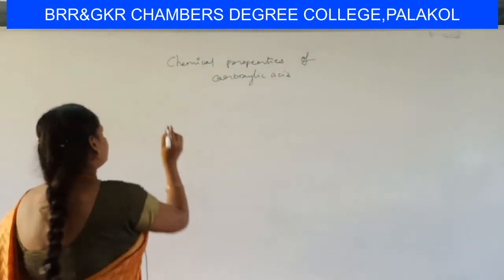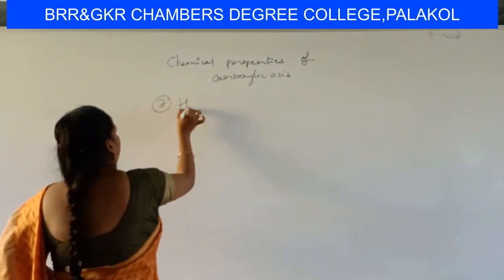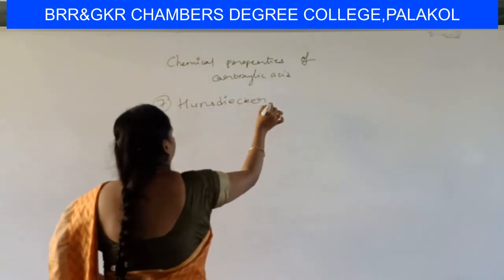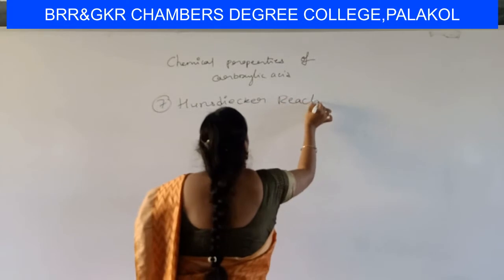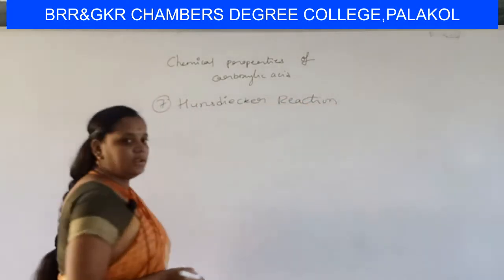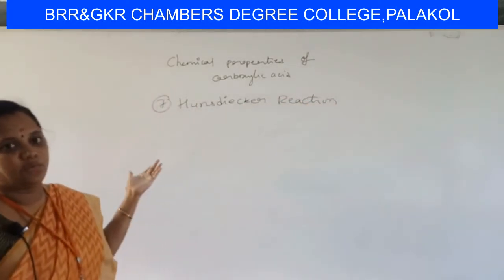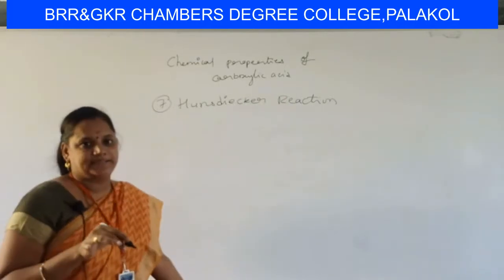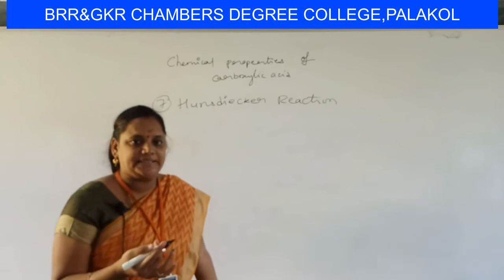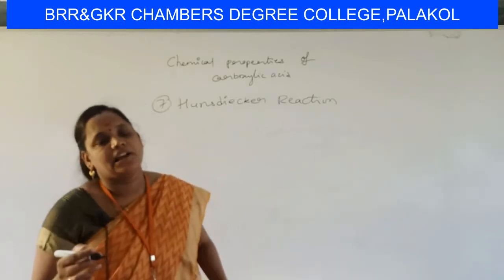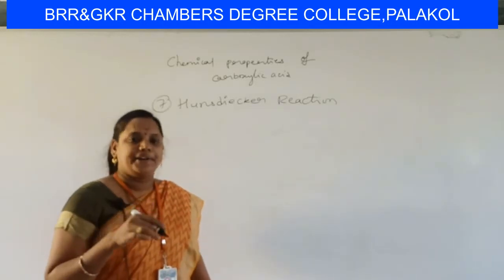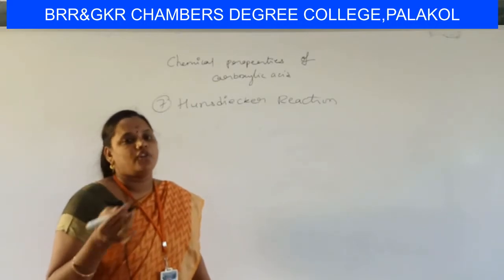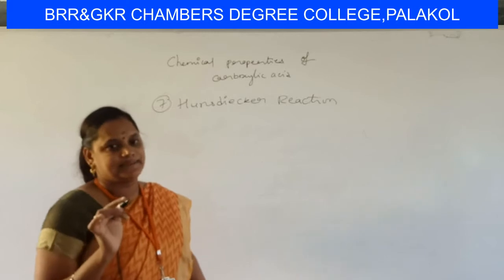Seventh one, right, students? Hunsdiecker reaction. In this Hunsdiecker reaction, silver salts of carboxylic acids, not carboxylic acids directly, are treated with bromine at 80 degrees C temperature to form alkyl halides.